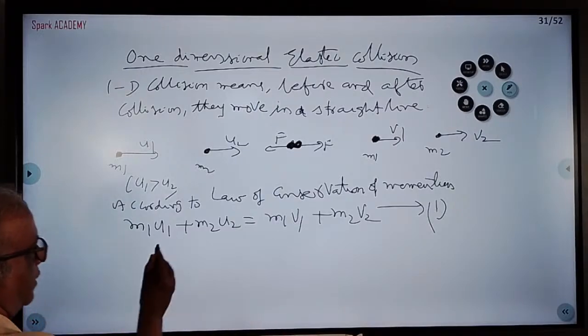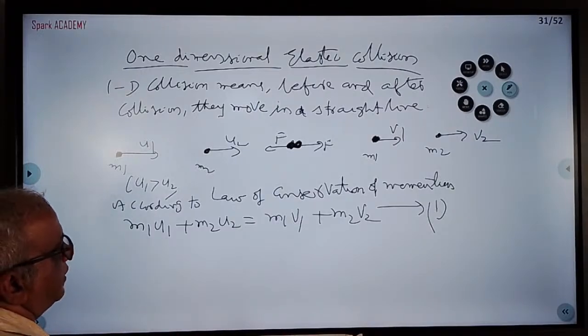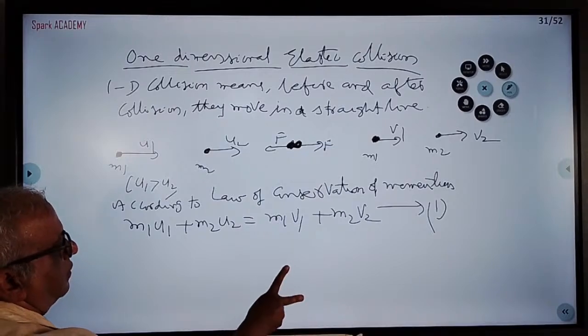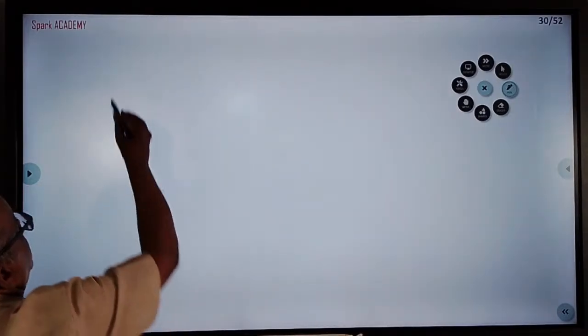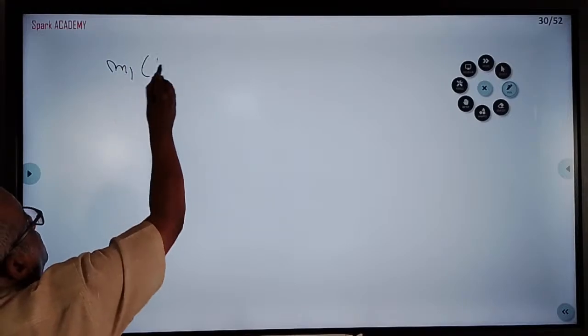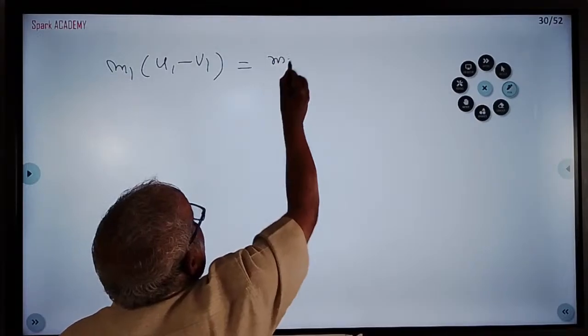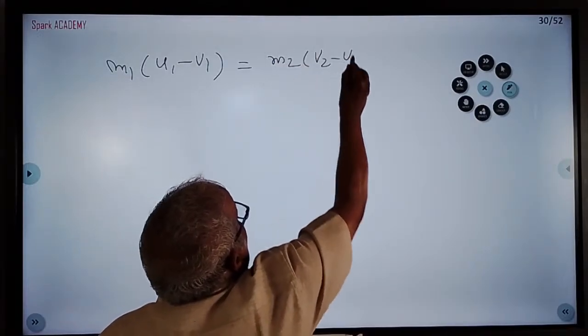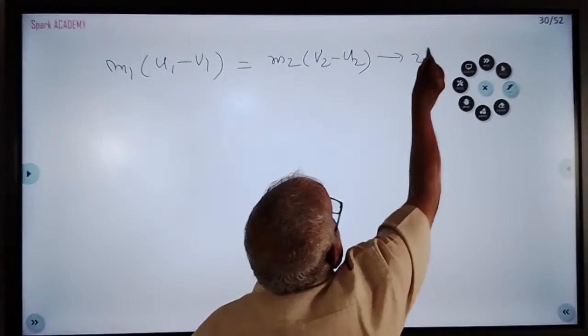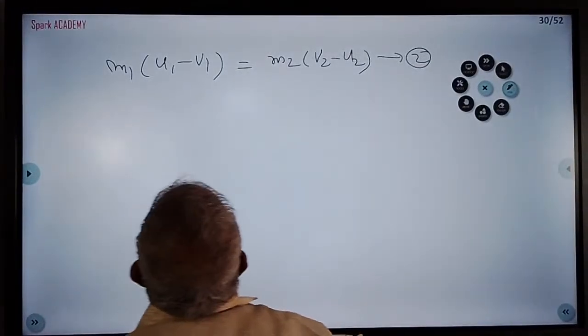You can bring the m1 terms to this side. I'll write the next step. m1 into u1 minus v1, I'm bringing the m1 terms, is equal to m2 into v2 minus u2. This is the second equation.